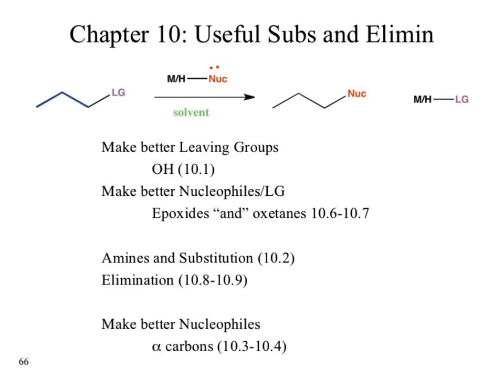Make better nucleophiles. In that case, we're looking at epoxides and, in quotes, oxetanes. Oxetanes is the larger category of ring structures that have oxygen in them. Epoxides is our primary focus. We'll look at amines and their substitution. We'll look at amines and elimination. And then how do we make better nucleophiles? This is the fun one to me, alpha carbons. Alpha carbons is pretty much where we're going to be spending the rest of the semester. So it's a nice lead into the rest of the chemistry for the semester.